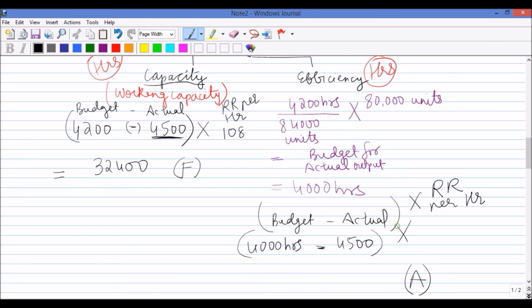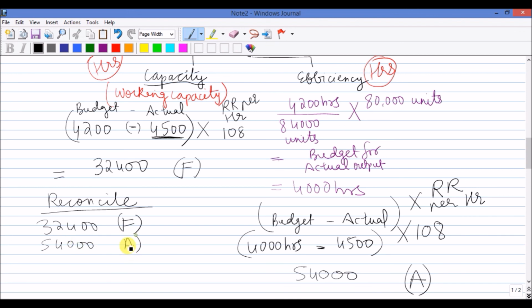So 4,500 into 108 is going to give me 54,000 rupees adverse. So I'm going to reconcile here. So 32,400 favorable, and then we have 54,000 as adverse. So what we are going to get is 54,000 minus 32,400, so we're going to get 21,600 as adverse. Is it tallying?